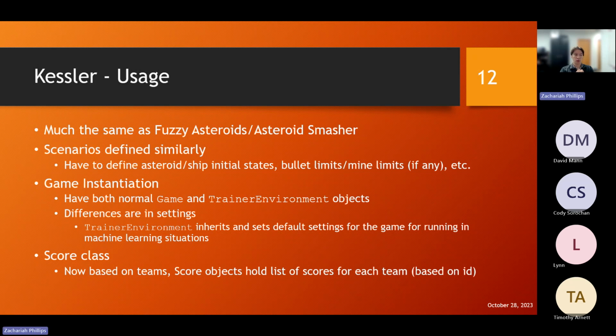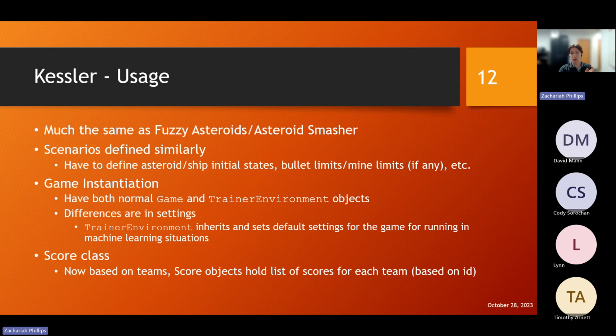You then instantiate the game using the game object. We also have a trainer environment object, which is a child of the game, and that is just a game that has a lot of default settings already set up for you, such as turning off graphics, running it at maximum speed, getting rid of performance tracking, things like that, to optimize the rate at which it runs, and you can use that for training with whatever learning algorithm you want to use.